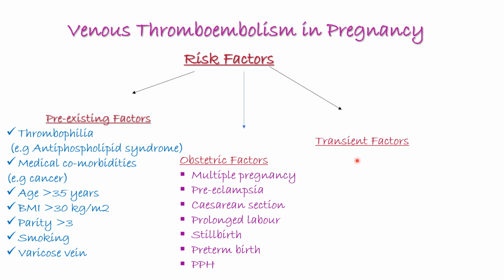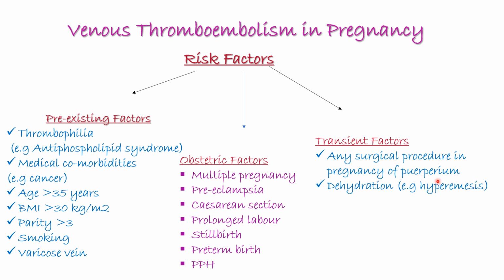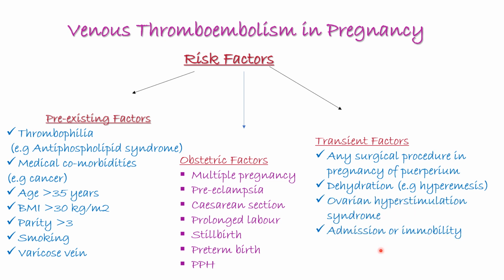So in transient factors, these are factors that we shall see: any surgical procedures in pregnancy or puerperium, dehydration or hyperemesis. This is when a patient comes in, for example, with a molar pregnancy and is really vomiting. Ovarian hyperstimulation syndrome, admission or immobility, that is systemic infection, and then long distance travel.